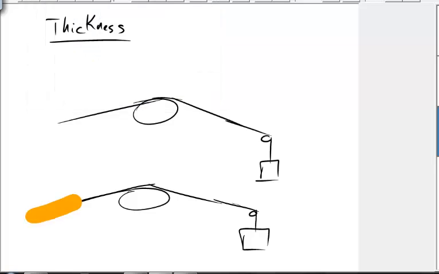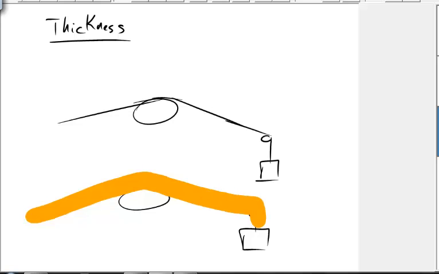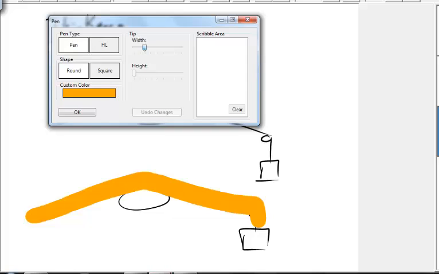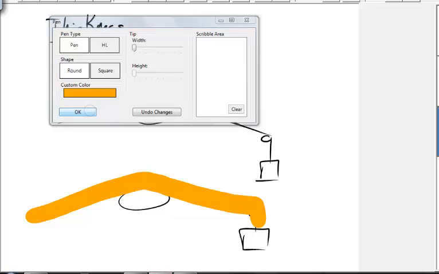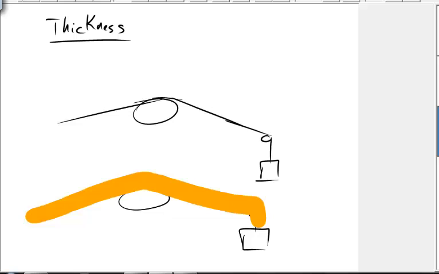So what if the string was really thick? Versus what if the string was really thin? And that's a perfectly legitimate question. So we've kept everything the same. So what should they have discovered in their investigation today? I should label that, just in case. Thick.